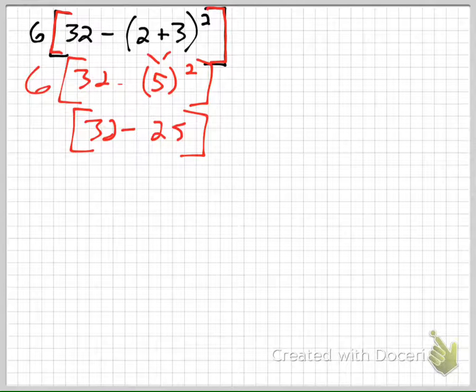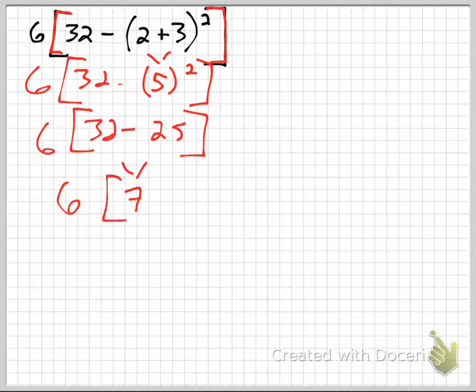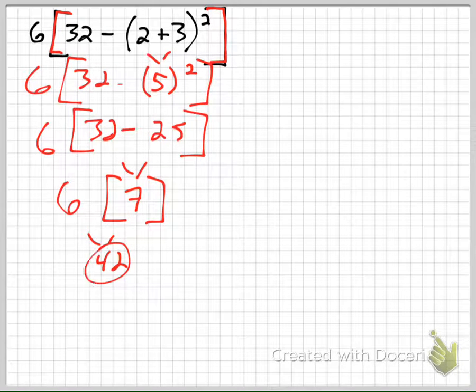Okay. 32 minus 25. 6 times 7. 42. Notice this. This is very important. Well, we'll come back to this later. That's fine. 42 is the answer. Okay, and now I'm going to give you one. Let's do 3B in the middle of page 11.